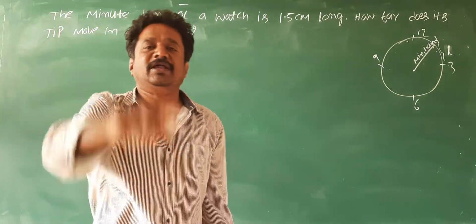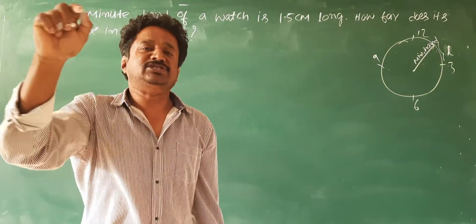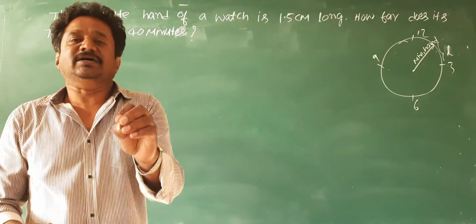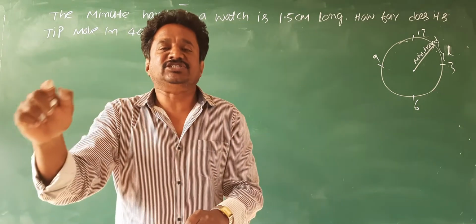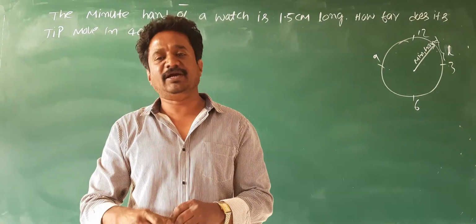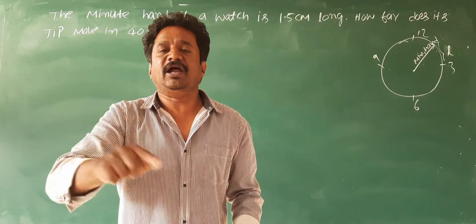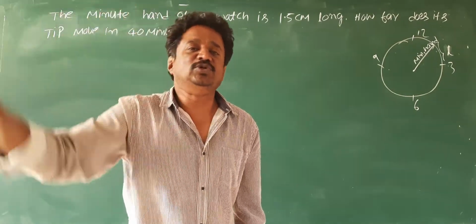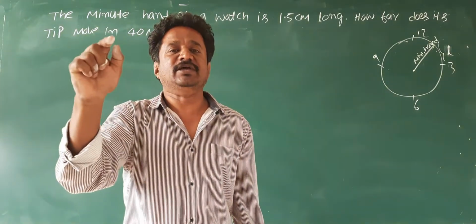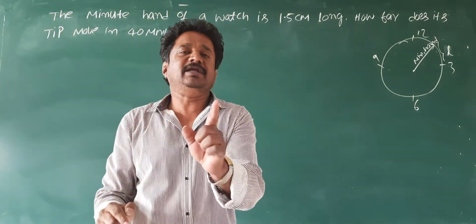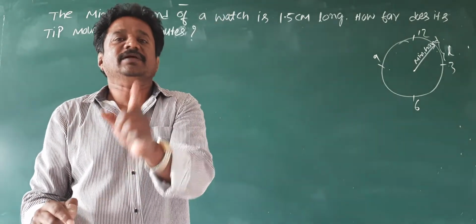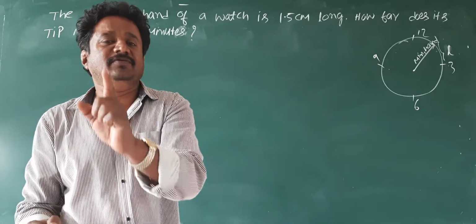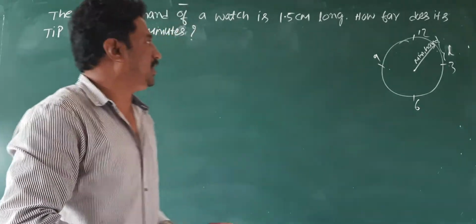For one full rotation, the angle is 360 degrees. That means the minute hand generates 360 degrees in 1 hour. Am I correct? In 1 hour the minute hand completes one rotation. For one rotation, how much is the angle? 360 degrees. That means the minute hand creates 360 degrees in 1 hour. That is what I am going to write.